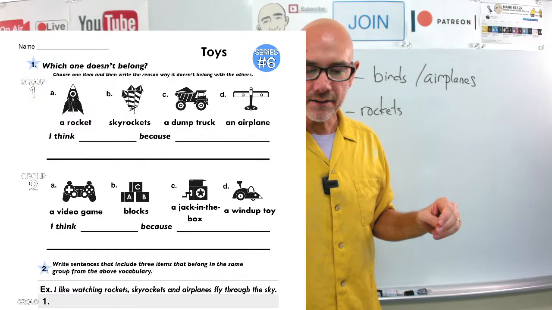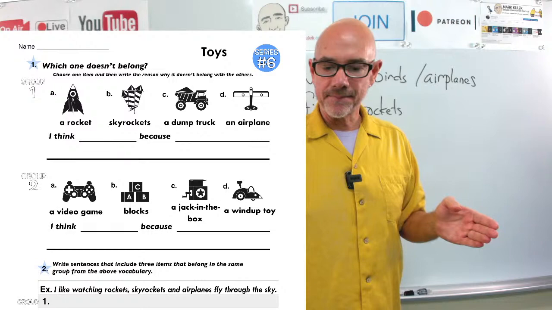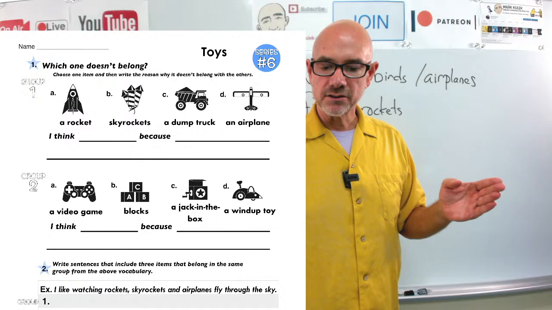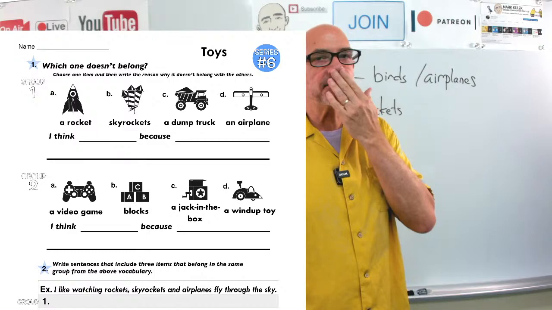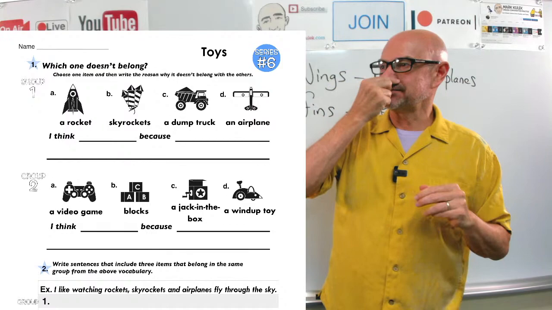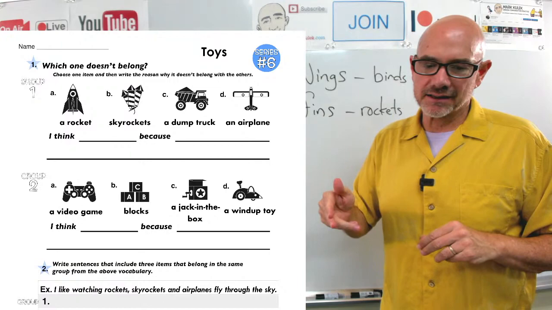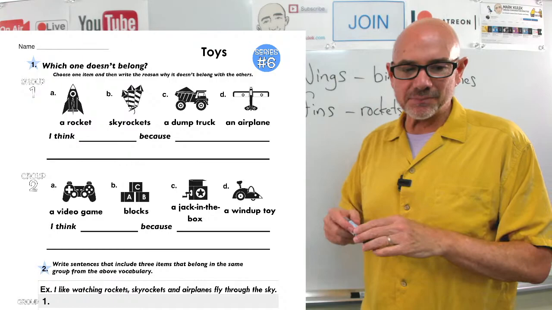Dalva says, okay, the blocks different because sometimes it depends the children to walk. Oh, so you're thinking of maybe like with the string attached. Those are kind of like stilts or something. I know what you're talking about. Yeah, so these are building blocks. I understand what you're saying, Dalva.